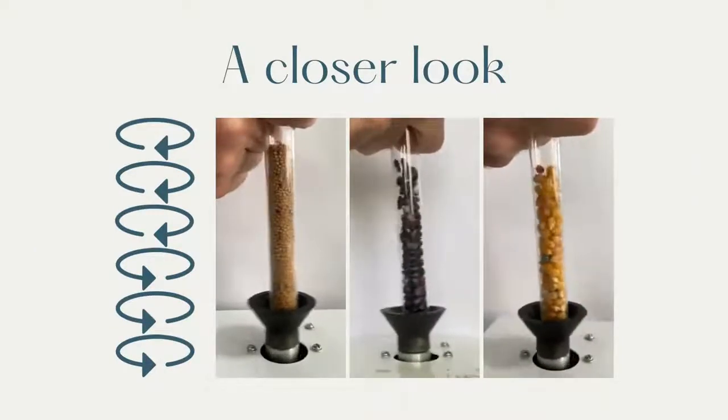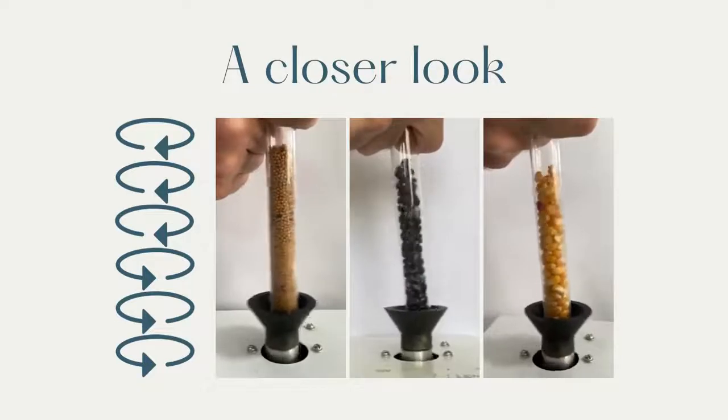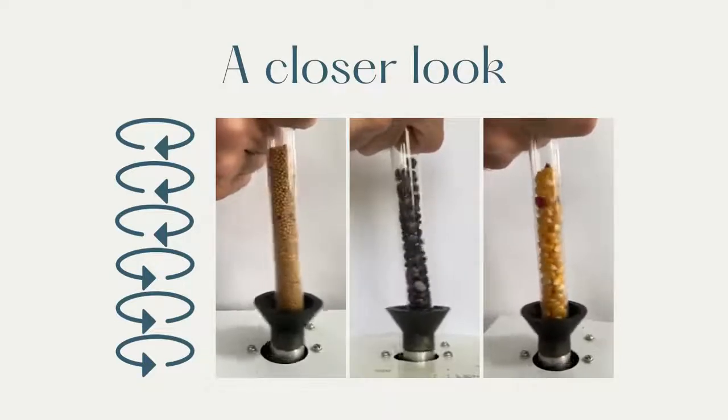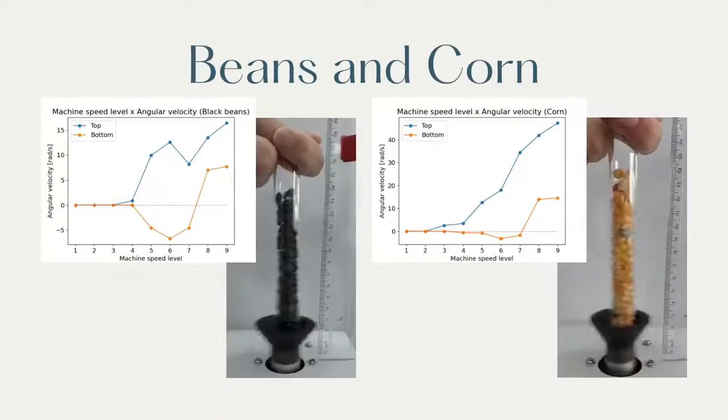With these slow motion videos, the effect is more obvious. Notice how the grains move counterclockwise at the bottom and clockwise at the top. These graphs represent a visual correlation between angular velocity and frequency levels from 1 to 9. The blue lines represent the angular velocity at the top, while the orange lines represent angular velocity at the bottom. Positive results indicate clockwise motion, and negative results indicate counterclockwise motion.